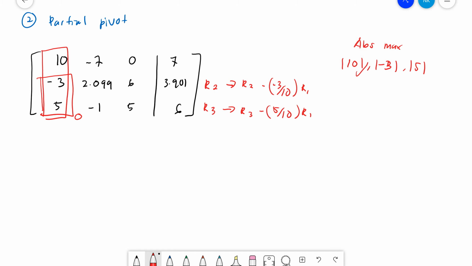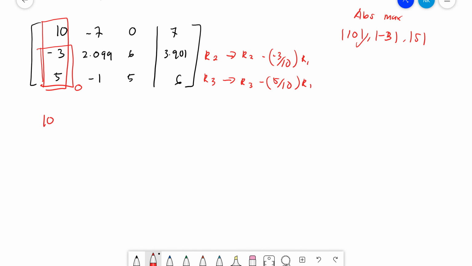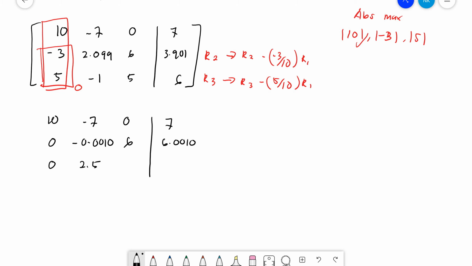Okay, sorry, where were we? Now your next matrix will look something like this. 10, negative 7, 0, 7. This now has become 0, so negative 0.001, 6 and 6.001. Basically it's the same second step as in the naive method. Then 5 becomes 0, 2.5, 5, 2.5.